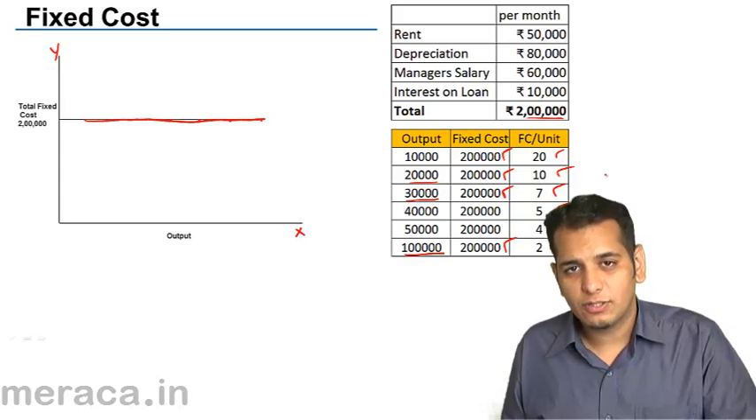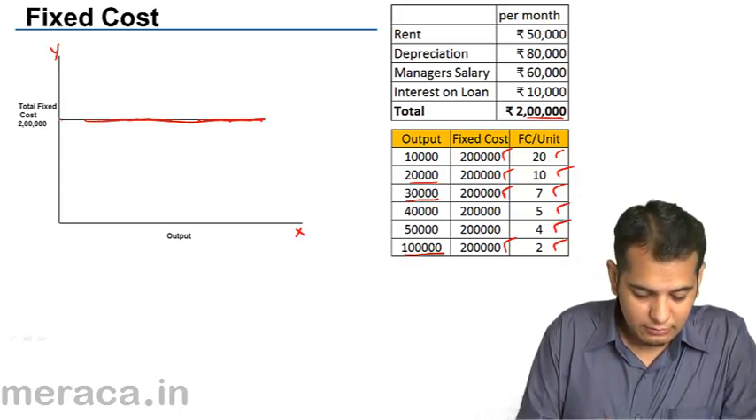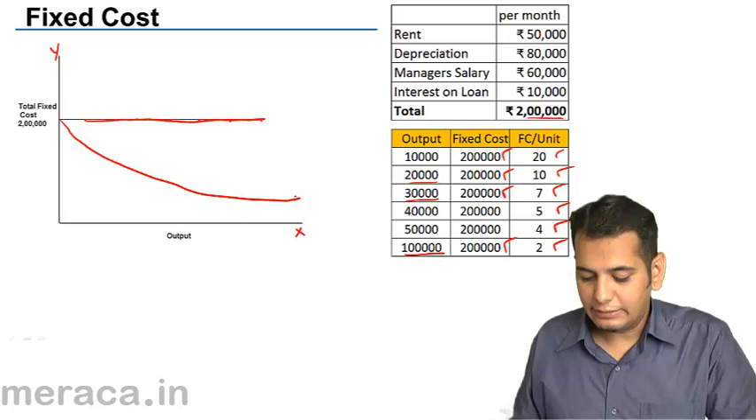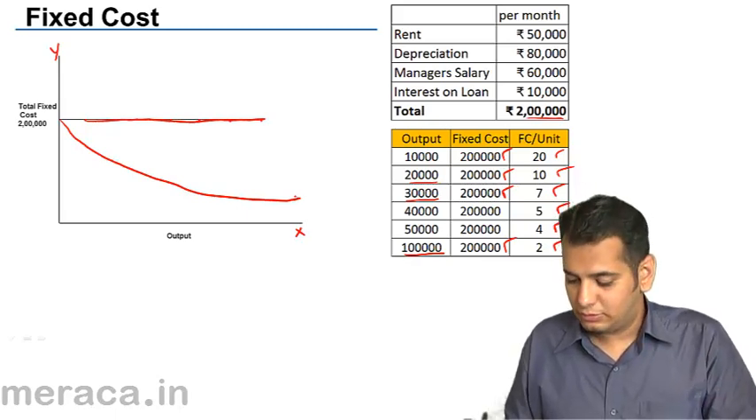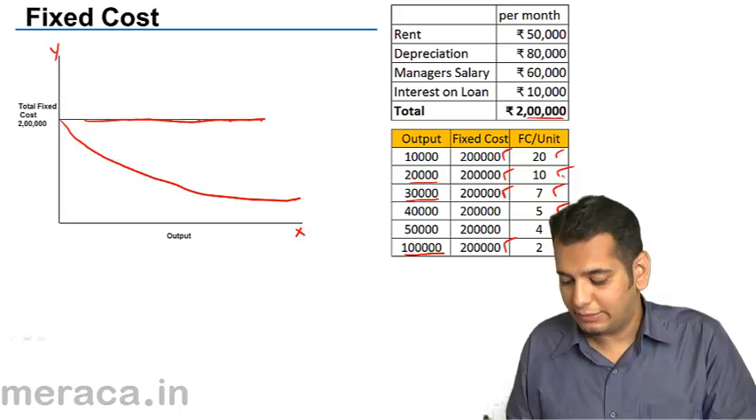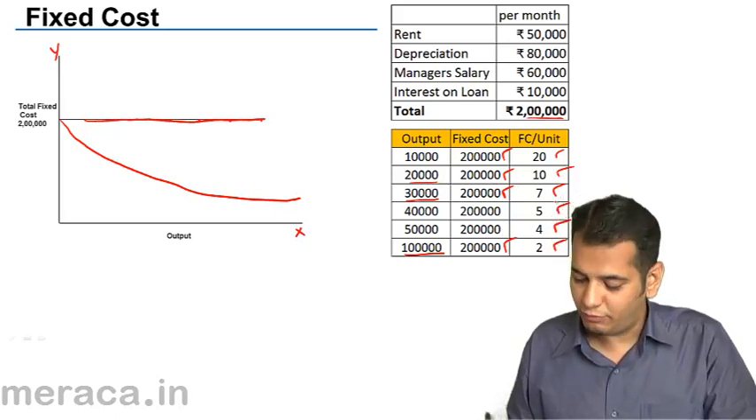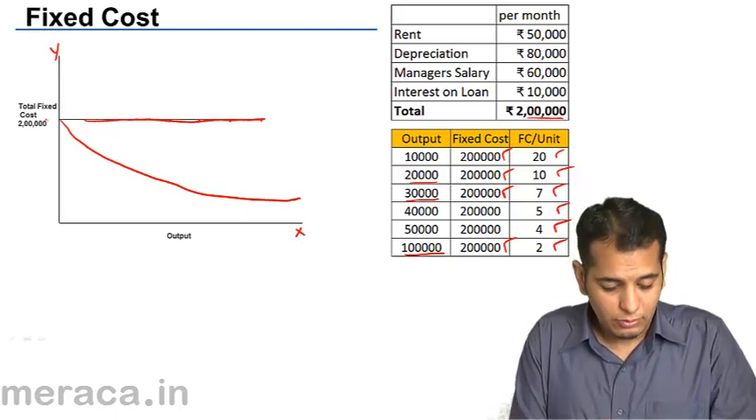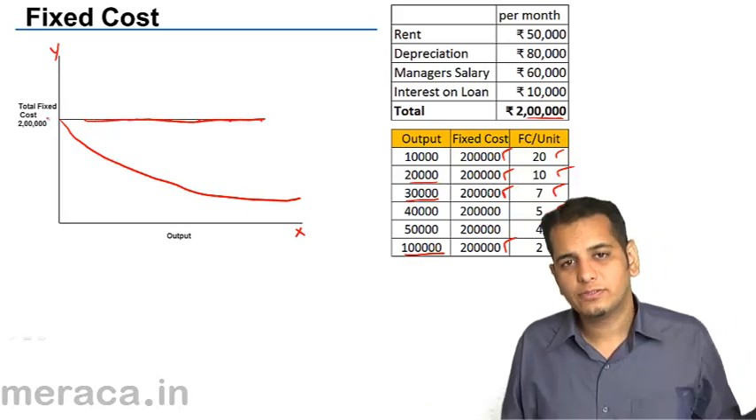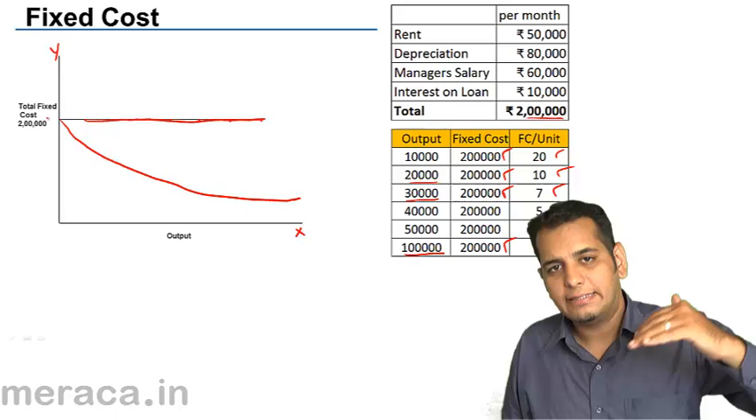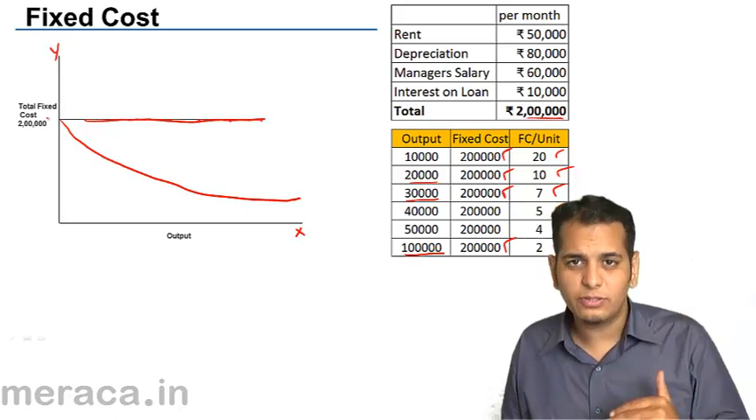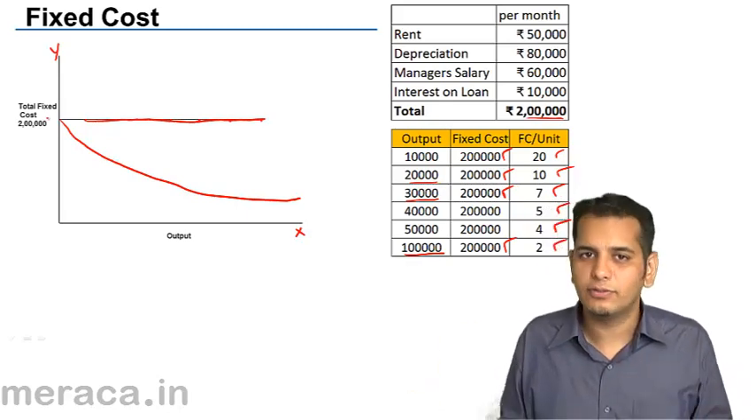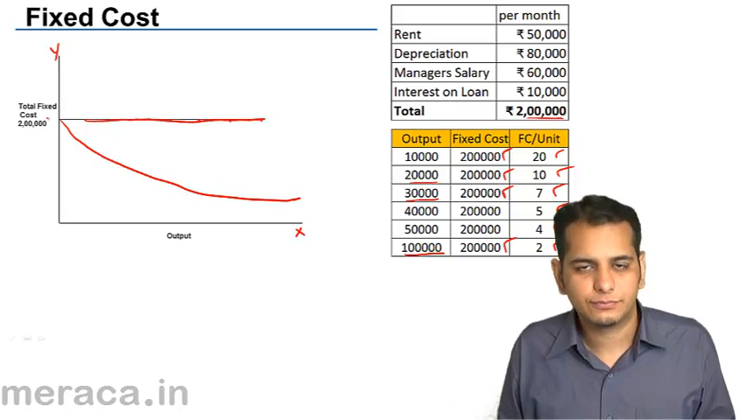At the same time, if we try to plot the average fixed cost curve on this graph, the curve would be something like this. It keeps on falling. It is falling from 20, it came to 10, from 10 it fell to 7, from 7 to 5, 5 to 4, and finally to 2. So, although the fixed cost curve remains constant, the average fixed cost or the fixed cost per unit curve tends to fall as the activity increases, as the output increases, as the production increases.